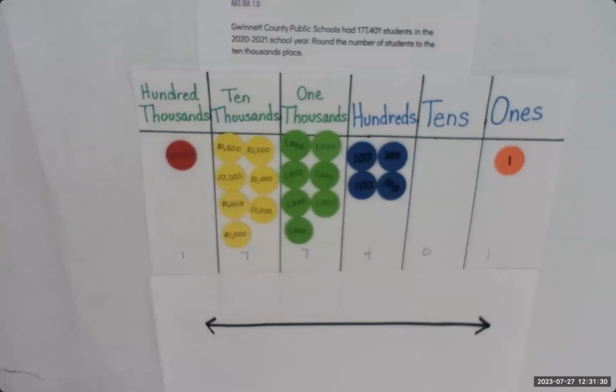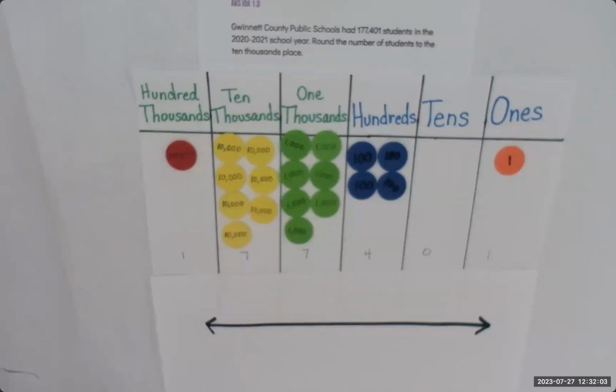All right, so I'm using this place value chart to help me visualize what this number looks like. And I'm wondering what the value of each digit is. So I'm focusing now on this 10,000s place because I need to round to the nearest 10,000. So in the number 177,401, I know there are 7 10,000s, or 70,000.